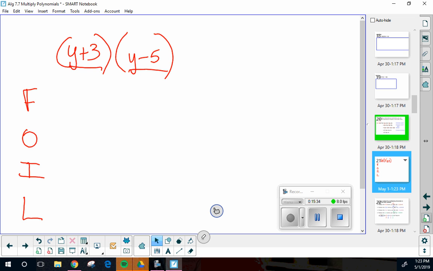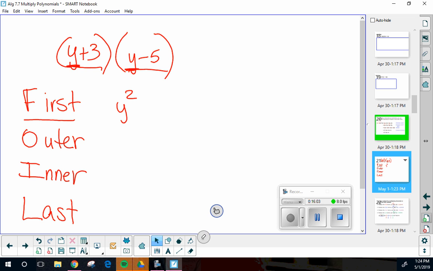The F stands for first, and then O stands for outer, and then I stands for inner, and then L stands for last. And that helps us keep track of what we've multiplied. And this is what it means. This first means I multiply the first terms in each binomial. So what is y times y? Y squared. So we're going to put y squared right here.